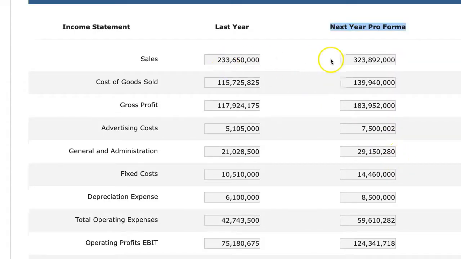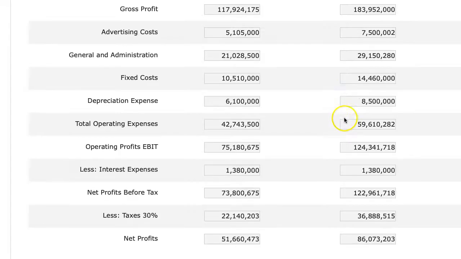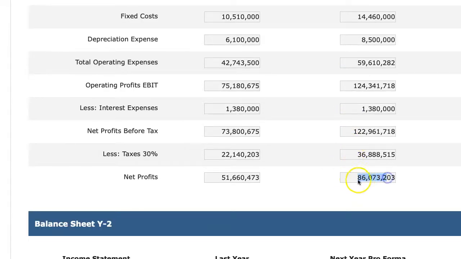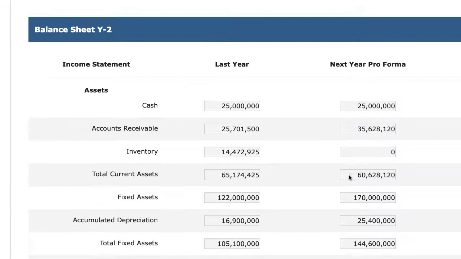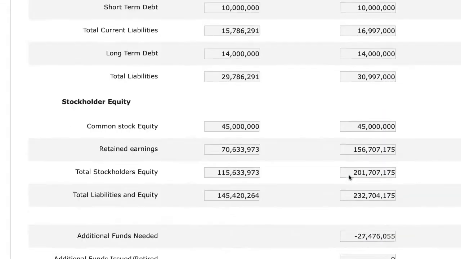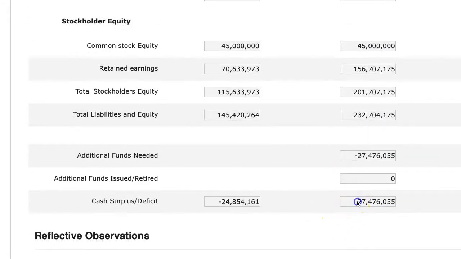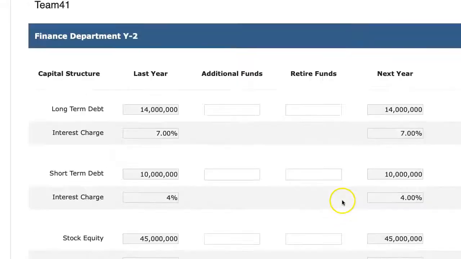So based on my forecast, my sales should go up, but this is not a guarantee that my revenues will go up this much. I still have to sell all the cars I forecasted. That may or may not happen depending on how accurate I am in my predictions. Here's my predicted net profits. It's increasing. My predicted cash surplus is 27 million. So I have a little extra money to spend.